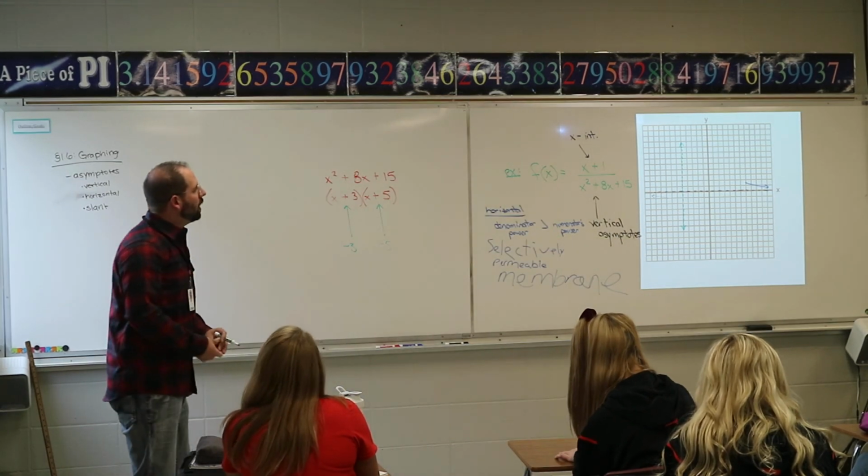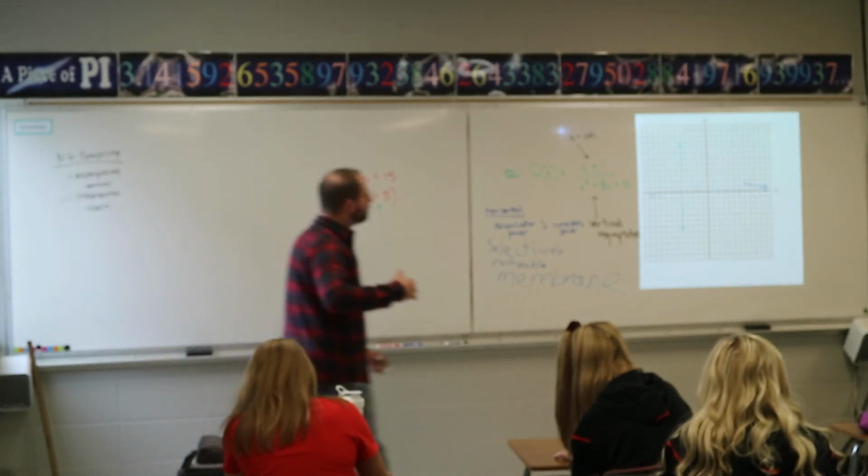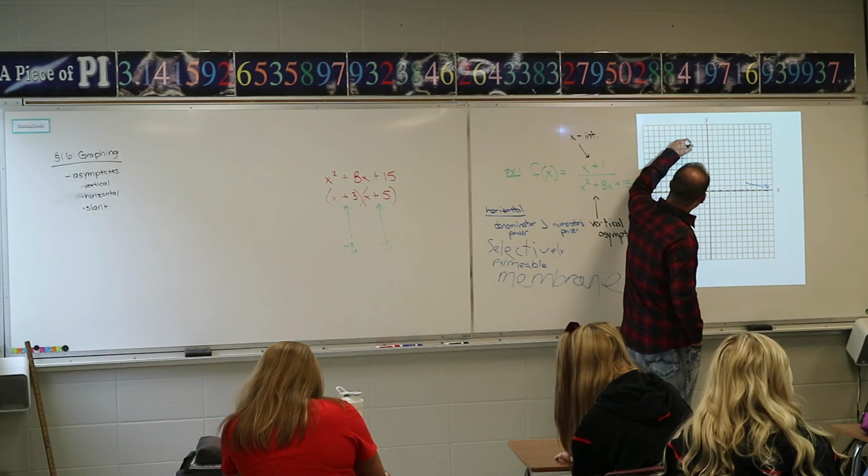Come on, Josh. Okay, so at -5, I have one vertical asymptote. At -3, I have another one.